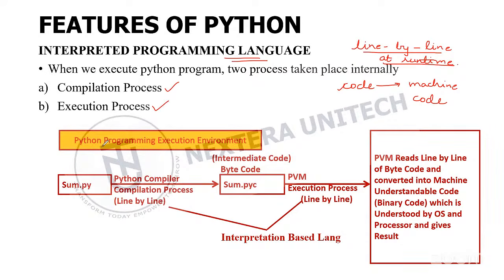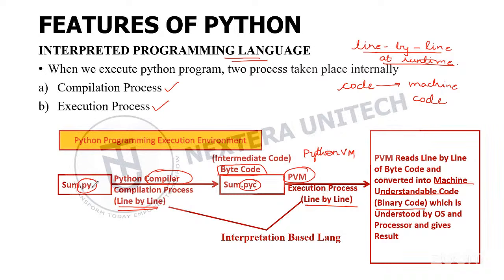What happens here is your Python source code, that is the .py file, will not be directly executed. It will first be converted into a .pyc file, which is a bytecode file. So your compiler takes your Python source code and converts it into bytecode, which is done line by line. And then this bytecode is converted into machine understandable code or binary code using the Python virtual machine. This is done line by line as well.